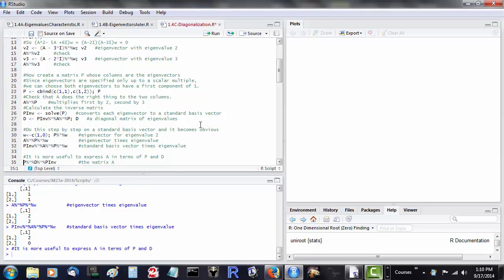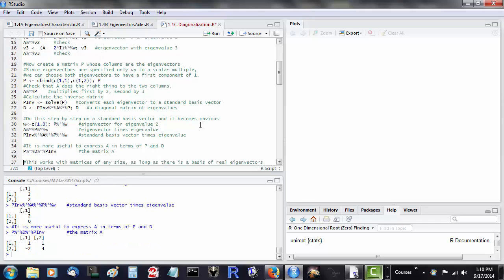Usually what we want to do is to express A in terms of P and the diagonal matrix D. So solving the equation D equals P inverse times A times P for A, we get A equals P times D times P inverse. And sure enough, that's the matrix A we started with.